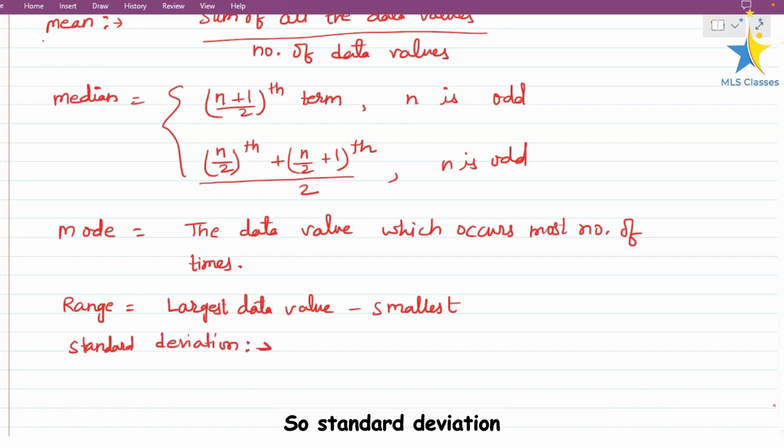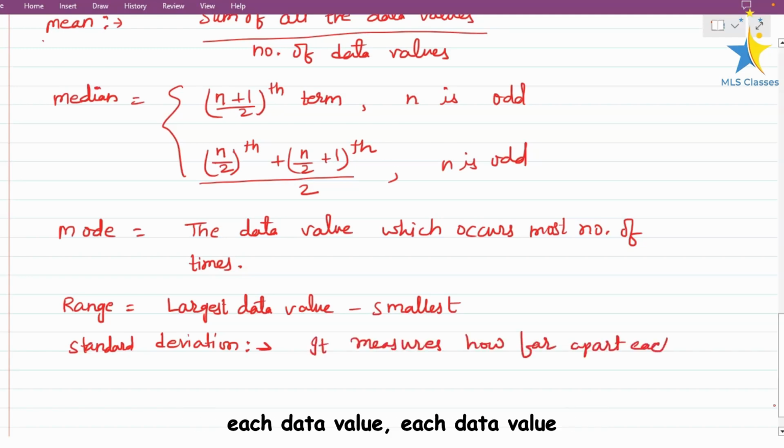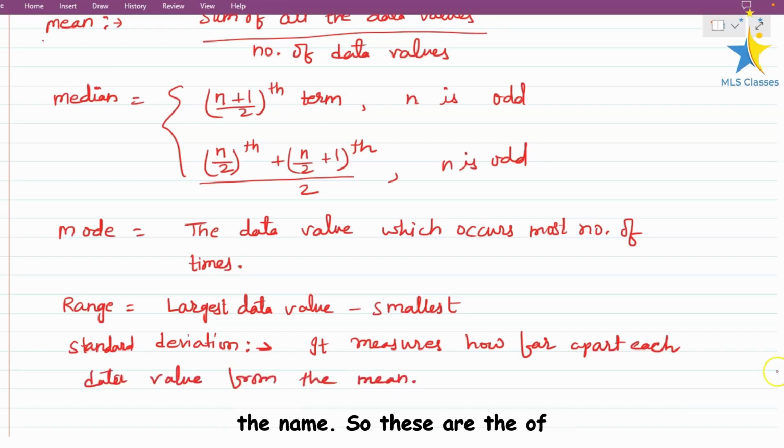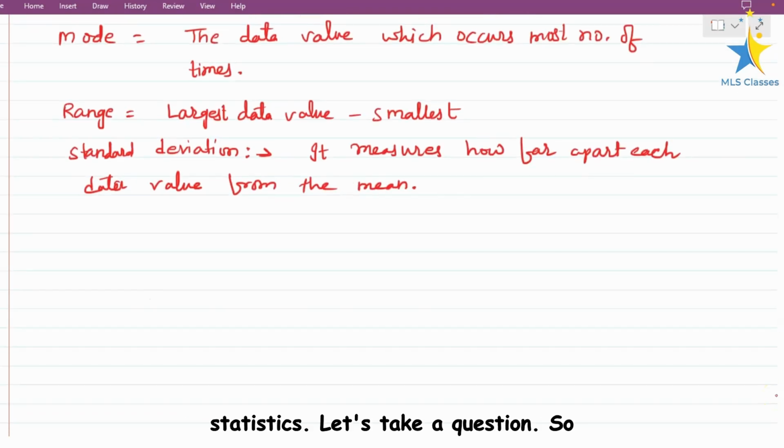The standard deviation measures how far apart the individual data scores are from the mean. So we can say it measures how far apart each data value is from the mean. So these are the different terms which we have to learn in statistics.